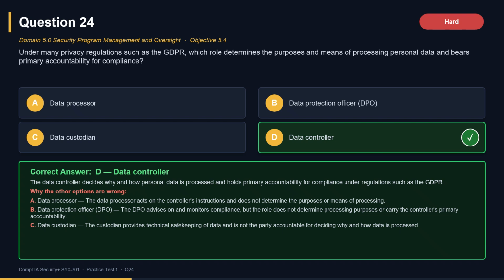Data processor is incorrect. The data processor acts on the controller's instructions and does not determine the purposes or means of processing. Data protection officer, DPO, is incorrect. The DPO advises on and monitors compliance, but the role does not determine processing purposes or carry the controller's primary accountability. Data custodian is incorrect. The custodian provides technical safekeeping of data and is not the party accountable for deciding why and how data is processed.